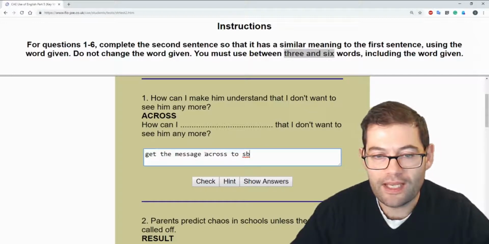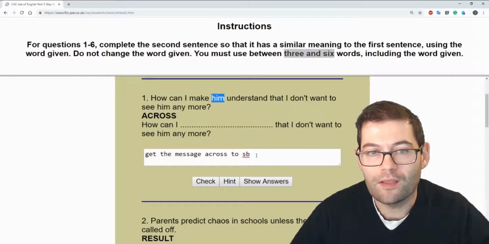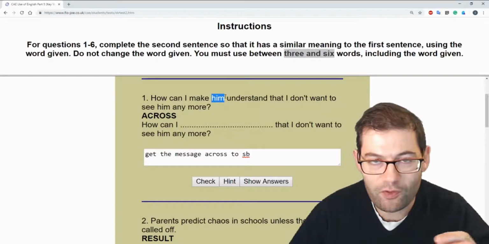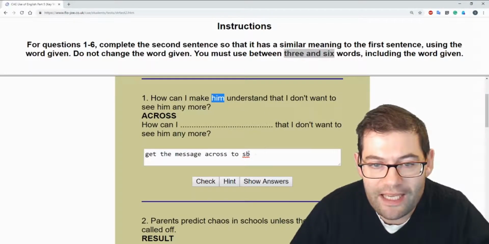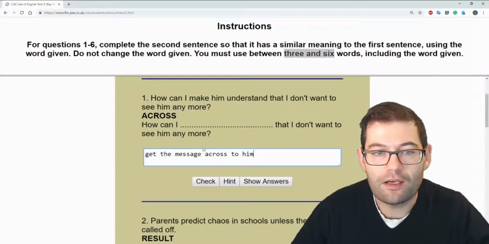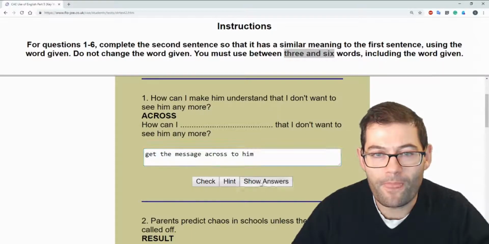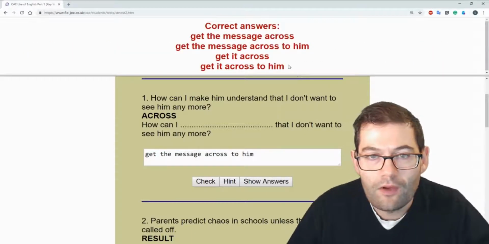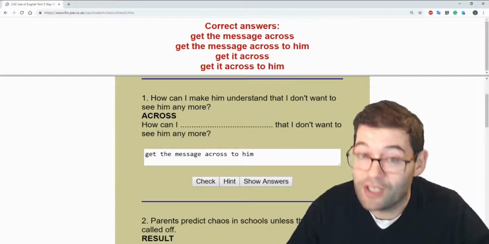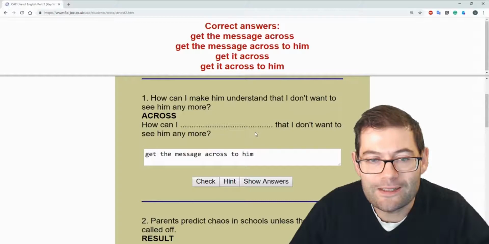And then we've got this option here, to somebody, because we've got this option here of him. So it's always good to look at that vocabulary which we need to transform, and we've got to try and use as much of it as we possibly can. So we can say, how can I get the message across to him that I don't want to see him anymore? And if we count our words, we've got 6 words there, so that's not a problem. If we check the answers, we can see that we've actually got a number of options. We can say get the message across to him, get it across to him. All answers going along the same lines.